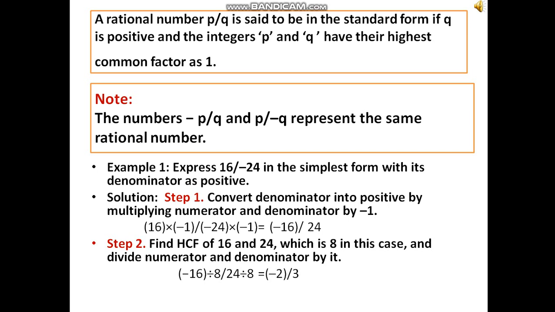Now take the second step. Find HCF of 16 and 24, which is 8. So we have to divide the numerator and denominator by 8. That is, minus 16 divided by 8 upon 24 divided by 8. Minus 16 divided by 8 we get minus 2, and 24 divided by 8 we get 3. So we get minus 2 by 3. That is, minus 2 by 3 is the simplest form with positive denominator. This is the standard form of the rational number.